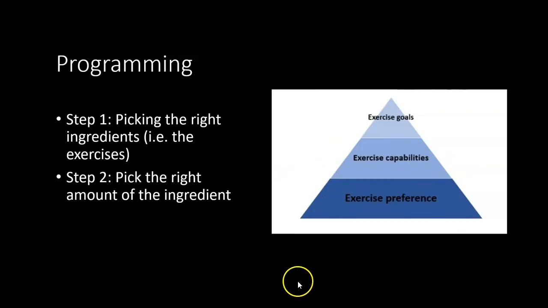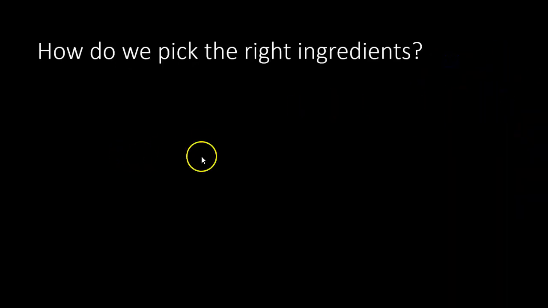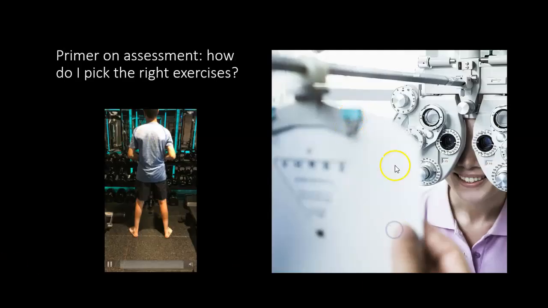But that is when we start building into another principle, which is called individualization. So we pick the right ingredients, which means we pick the right exercises, and then we pick the right amount of that ingredient, and that can go hand in hand with what that person's goals actually are. So how do we pick the right ingredient? Well, we do something called a movement assessment.